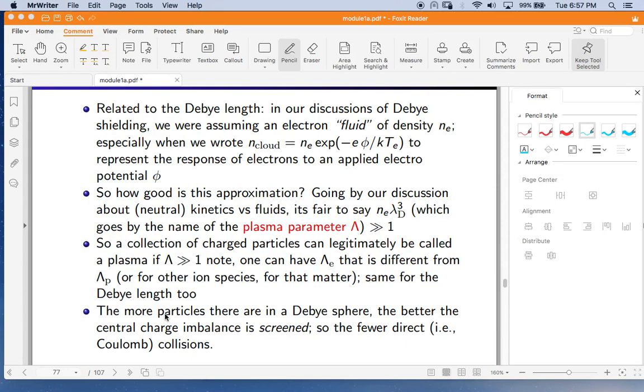So if you have a plasma with a plasma parameter much larger than 1, which is what this statement is, there are many particles in a Debye sphere, then the central charge imbalance is screened, and there are fewer direct collisions.